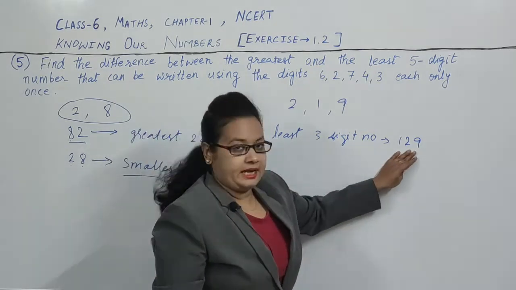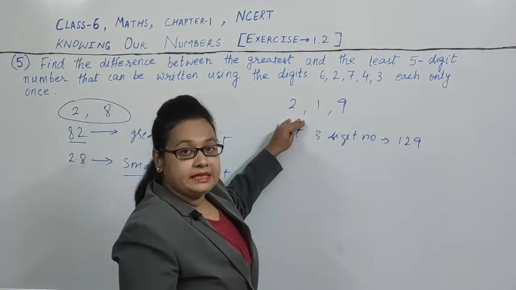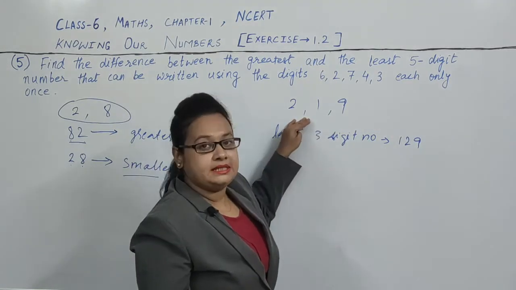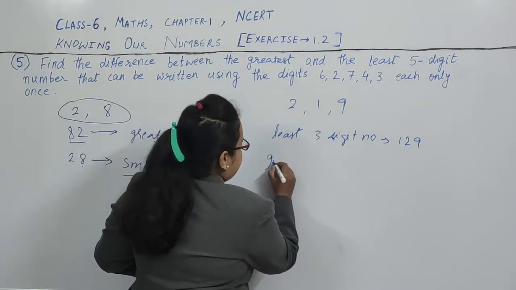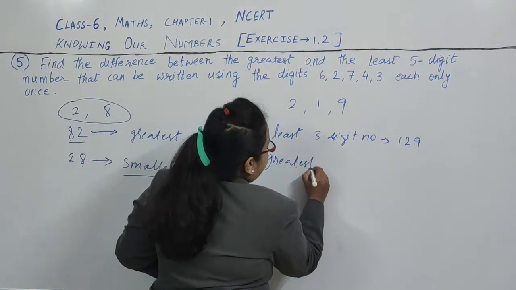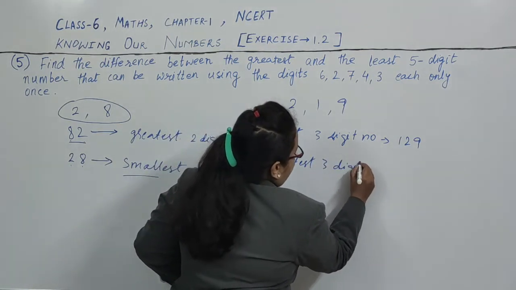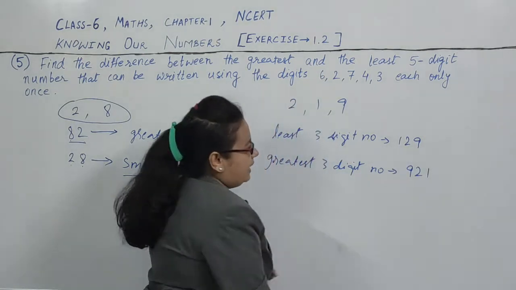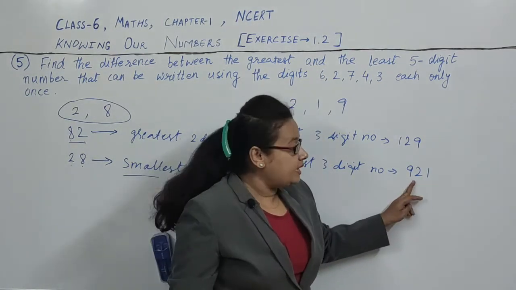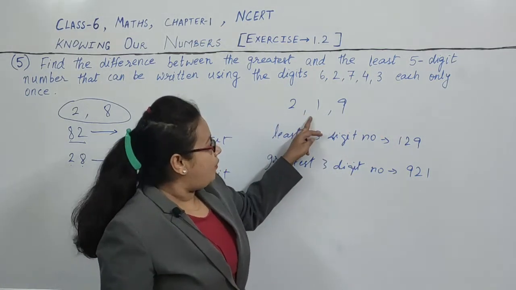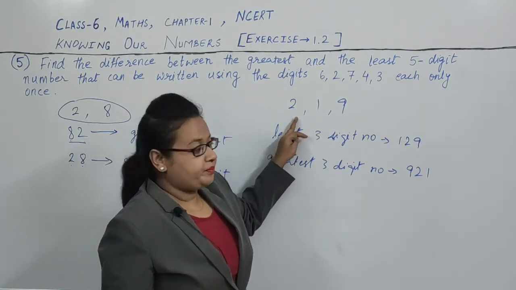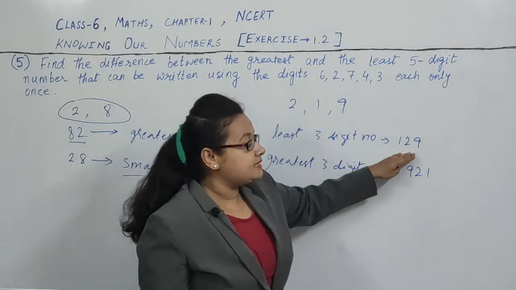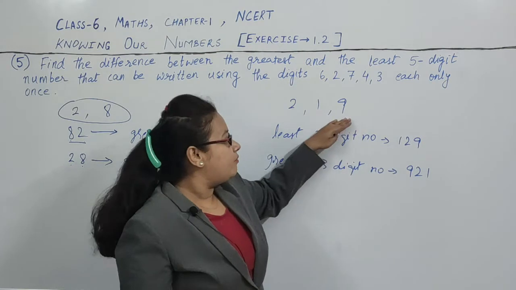See, 129 is a number formed with these digits, and it is the least 3-digit number formed with these digits. And what will be the greatest 3-digit number? The greatest 3-digit number will be 921. 921 is also formed with these digits only, but this is the greatest and 129 is the smallest 3-digit number formed with these 3 digits.